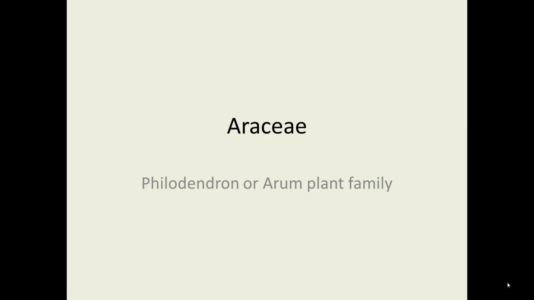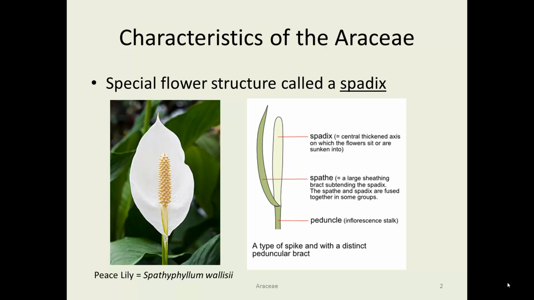So here we go with the araceae, which is the philodendron or arum plant family. Also, occasionally you see aroid when they refer to these plants, A-R-O-I-D. They are very distinctive in their flower structures. You can see the pictures down below. Here we have a photograph and a diagram of a spadix.